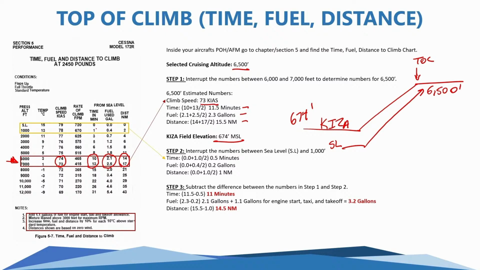And what I have is I'm going to look at the time. So it's between 0 and 1. So that's 30 seconds. The fuel, 0 and 0.4. So that's 0.2. And the distance, 0 and 2, is basically half of that, which is 1. Okay. So this gives me in my next set of values, meaning that it's a half a minute, 0.2 gallons, and 1 nautical mile. And the reason why we're doing that, once again, is that we are not taking off from sea level. We're actually taking off a little bit higher, about 674 feet above sea level.